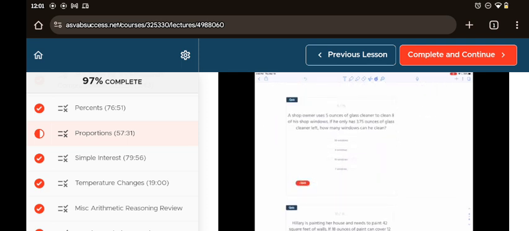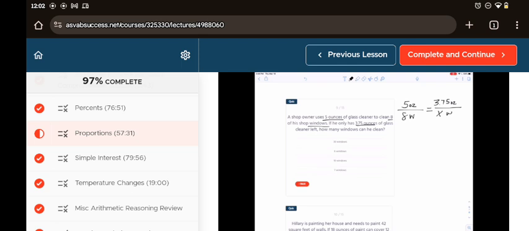Number 9 says, a shop owner uses 5 ounces of glass cleaner to clean 8 of his shop windows. If he only has 3.75 ounces of glass cleaner left, how many windows can he clean? 5 ounces of glass cleaner to 8 windows. He only has 3.75 ounces, so I'm going to put that up here with the other ounces, and I don't know how many windows that's going to be. Perfect. So now I just cross multiply.